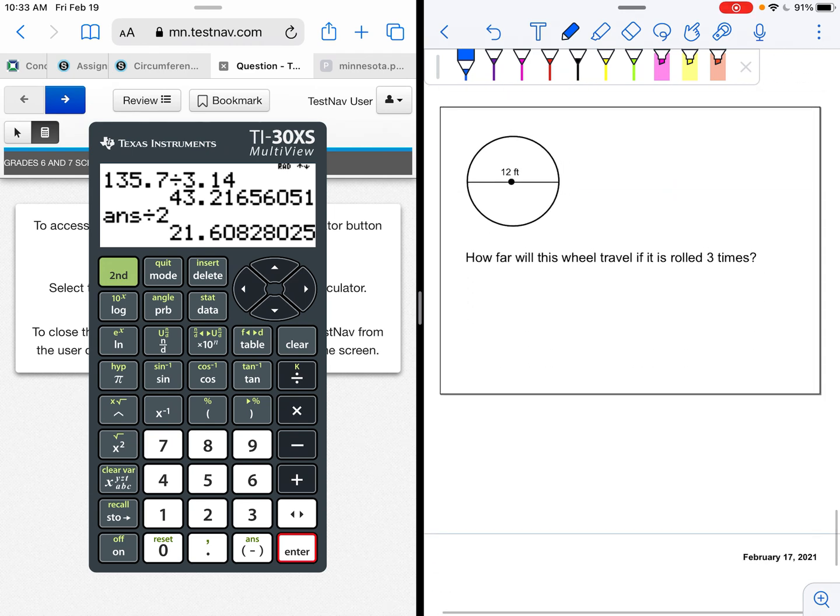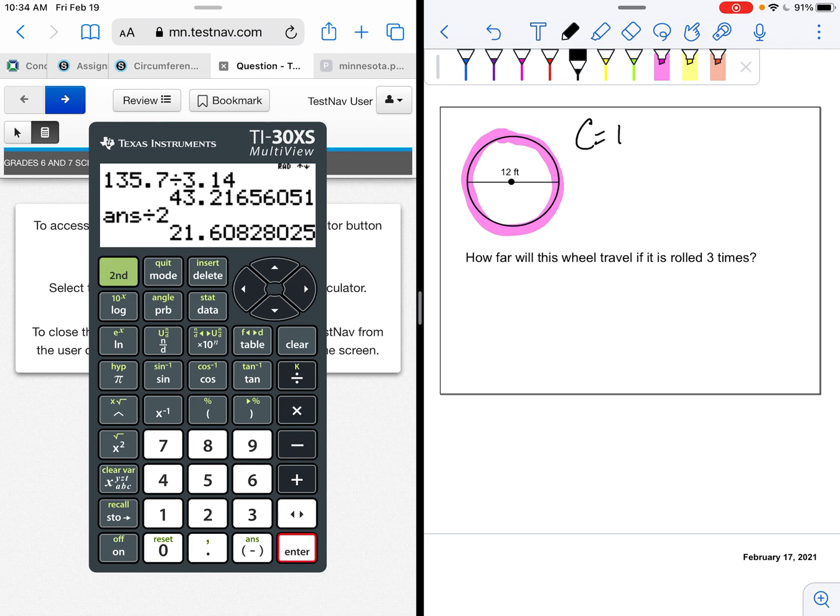This is an actual test question, and I believe it's on your homework also. So let's just take a look at it. It's giving me the diameter of a wheel and asking me how far that wheel is going to travel if it's rolled 3 times. Well, when you think about it, when you roll that tire or that wheel, what part of the wheel is touching the ground? It's actually the circumference of the circle. So I know that when I roll this, it's going to go as far as the circumference.